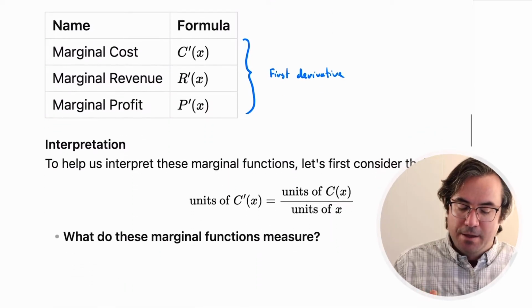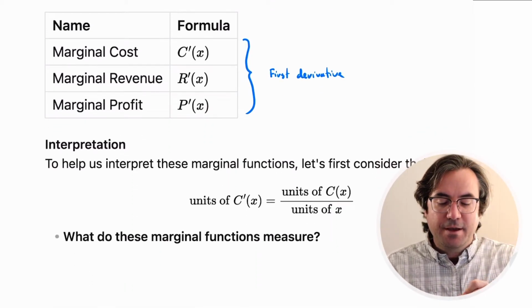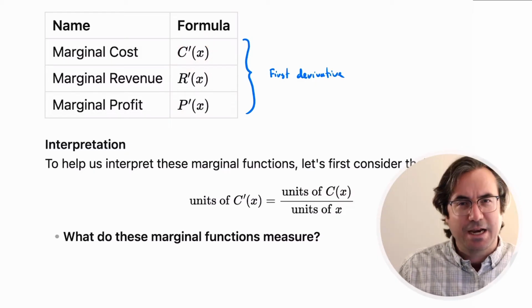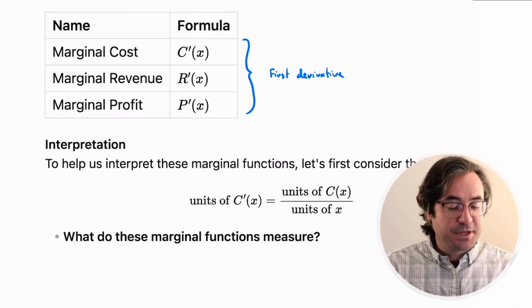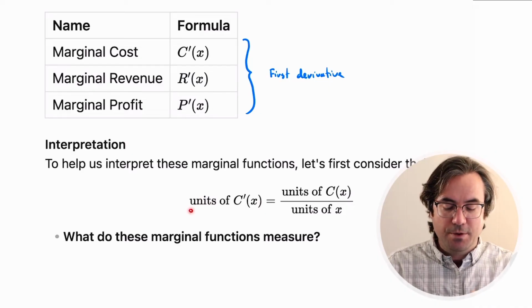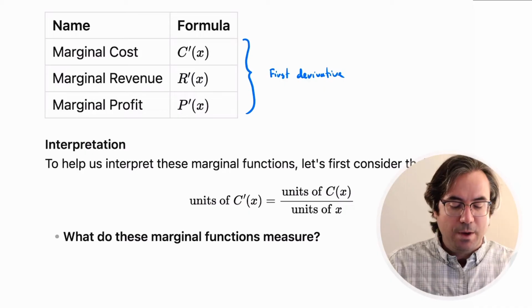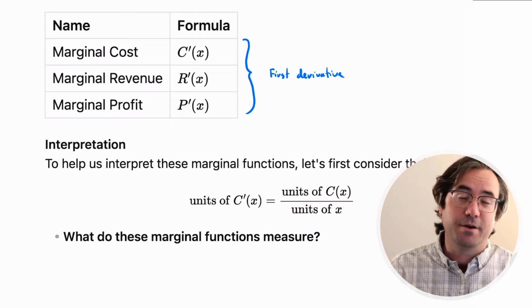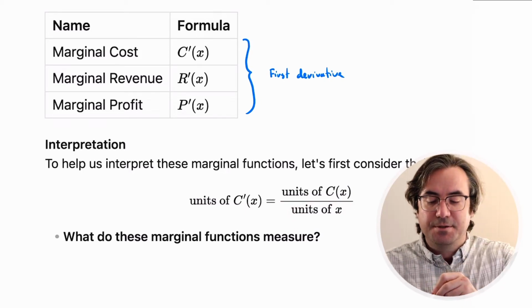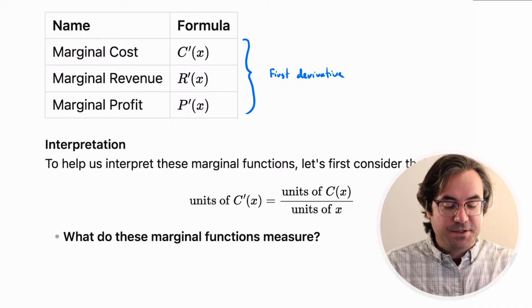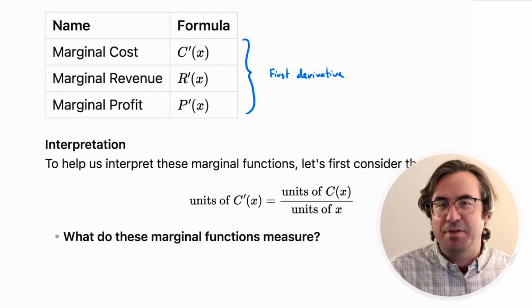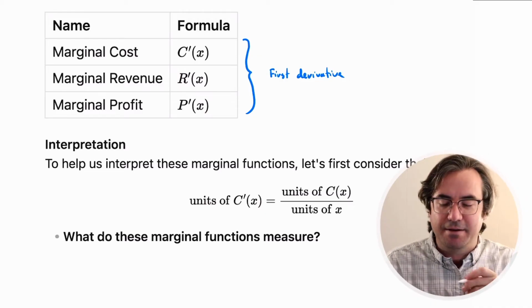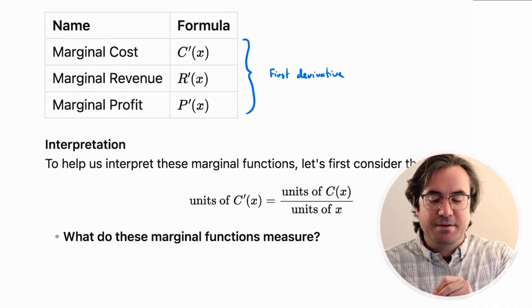All right, so let's think about what these derivatives are actually telling us. First of all, I think it usually helps to consider units. So what are the units of our derivative? Well, it's the units of the original function divided by the units of the variable. So in our case, the units of cost are usually going to be related to dollars. It might just be dollars, it might be thousands of dollars, millions of dollars, things like that. So usually this is going to be dollars.